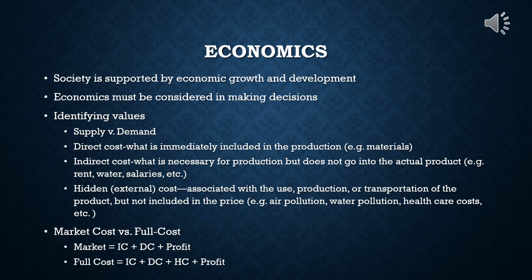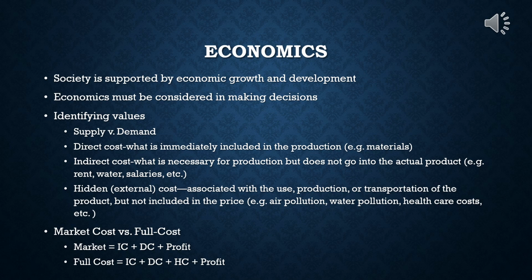There are a couple different kinds of costs that we need to keep in mind. The first one is a direct cost. A direct cost is associated with what is immediately included in the production, typically raw materials. An indirect cost is what is necessary for production, but doesn't go immediately into the actual product. This can be the manufacturer having to pay maintenance workers to fix their machinery, or rent on their building and electricity.